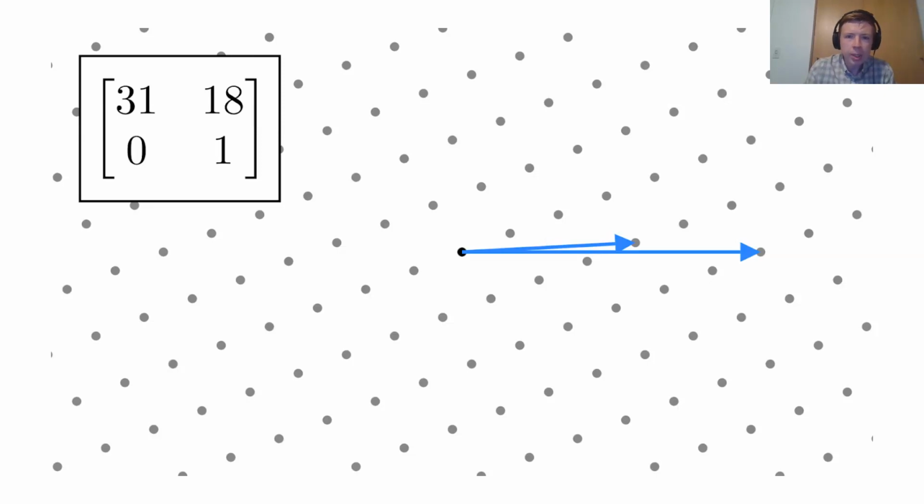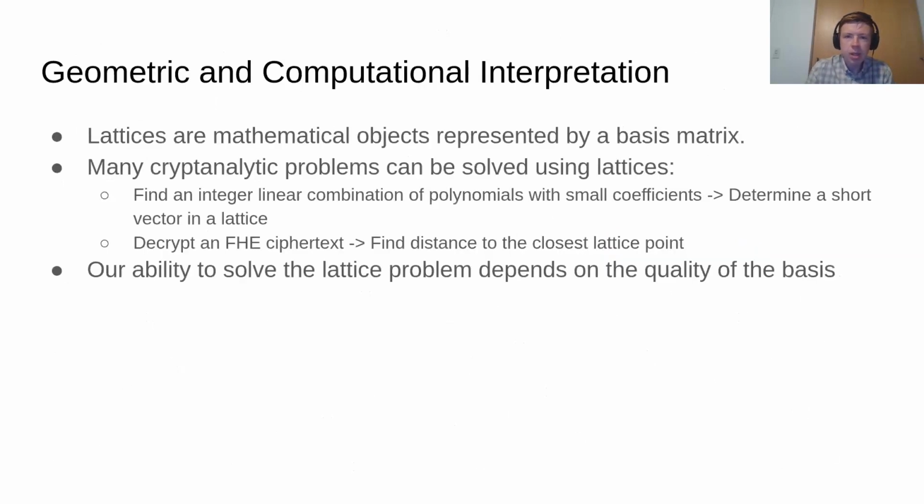So why would we care what basis representation we have, even if it's the same lattice? To answer that question, we have the geometric notion of a lattice, and we have the computational notion of a lattice. And I want to just at a high level express that cryptanalytic problems can often be solved by studying this lattice and studying the geometric properties of this lattice.